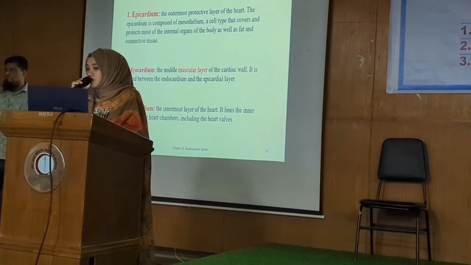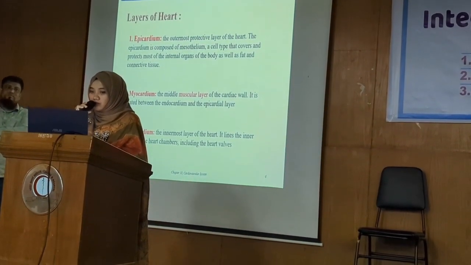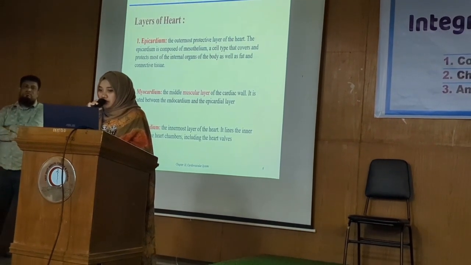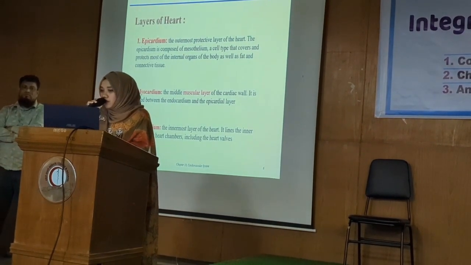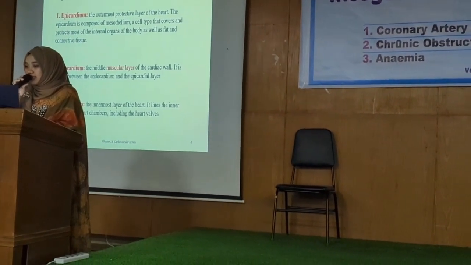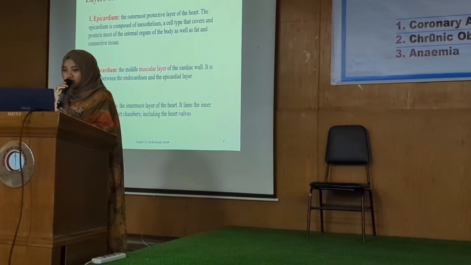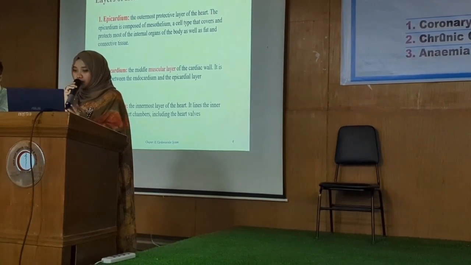The heart consists of 3 layers, epicardium, myocardium and endocardium, from the outward to inward. The epicardium is the outermost protective layer of the heart. The epicardium is composed of mesothelium, a cell type that covers and protects most of the internal organs of the body, as well as fat and connective tissue.